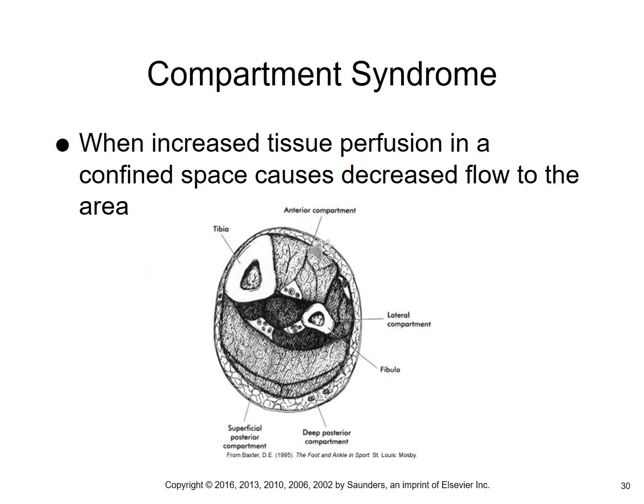Compartment syndrome is very short and sweet. It says when there's an increase of pressure in a confined space caused by a decrease of flow in an area. So basically you have fluid emptying into a space and there's nowhere for it to go. And so you have a decrease of circulation of the limb. You have coolness, swelling, mottling, and discoloration. So just look out for that.